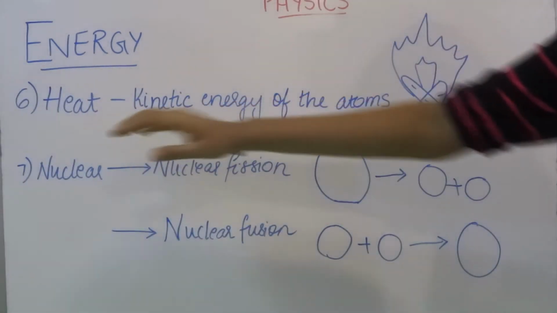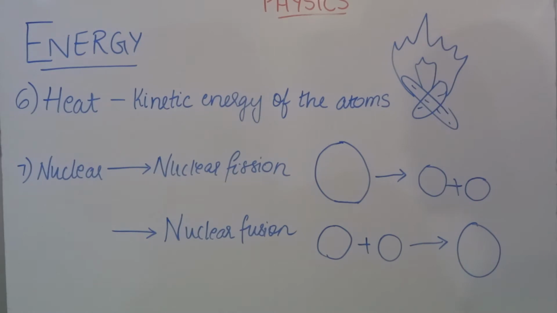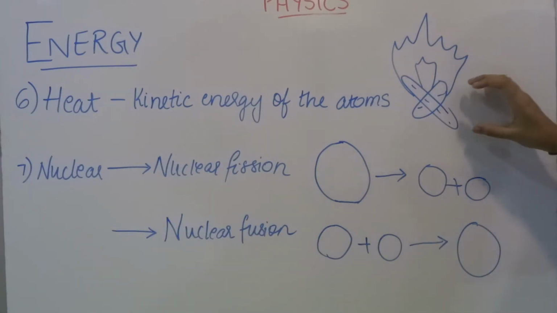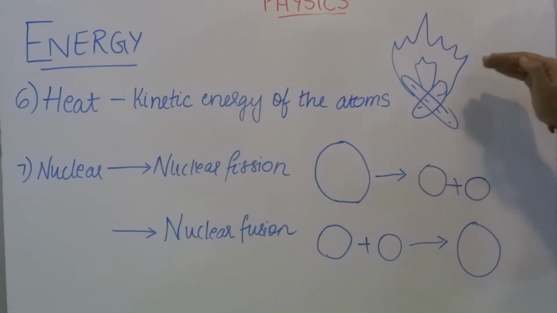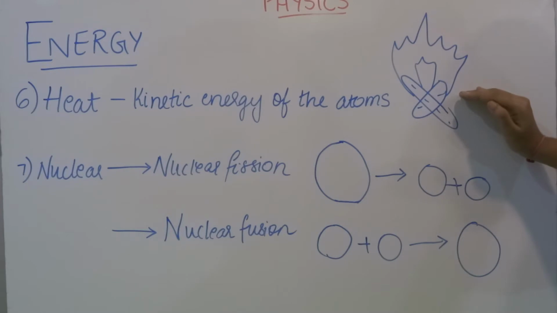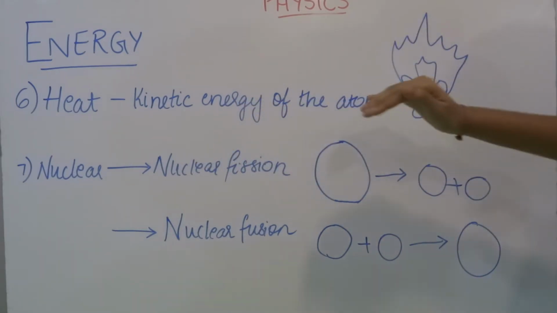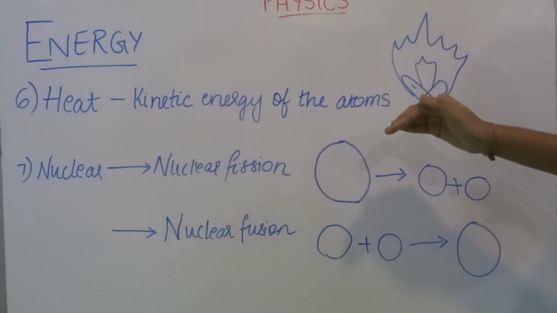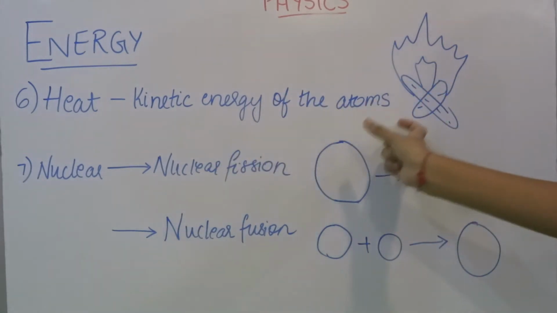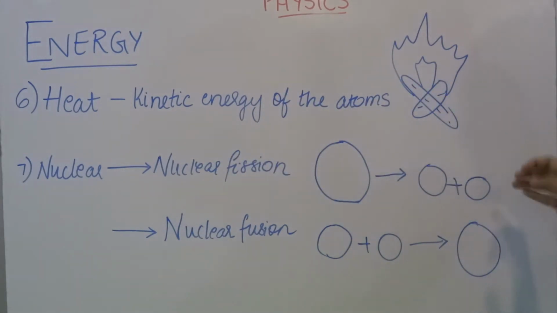Then we have heat energy. Now heat energy is mostly waste energy. Whatever you do, you always lose some energy as heat. But in some cases, heat is useful energy. Like when you light wood or a campfire, you use the heat of the flames to give warmth to your body. Heat energy is nothing but the kinetic energy of the atoms or molecules in a substance. So the movement of the atoms or molecules in a substance.